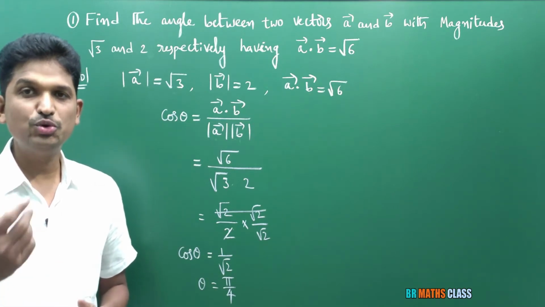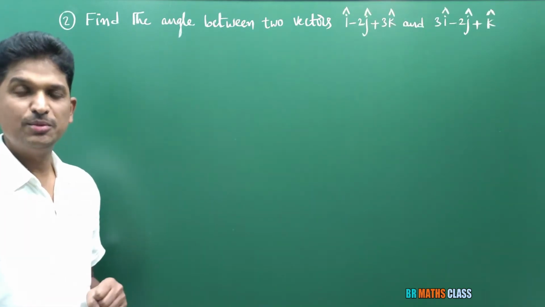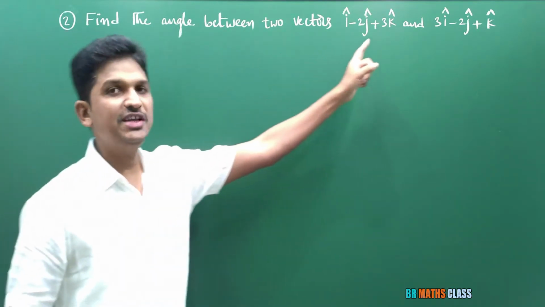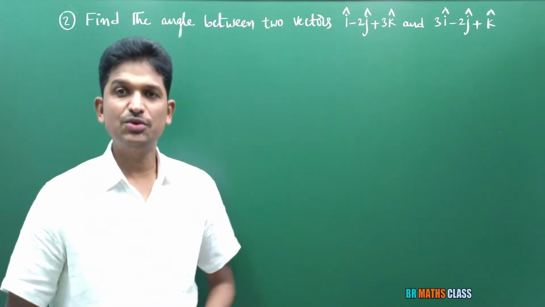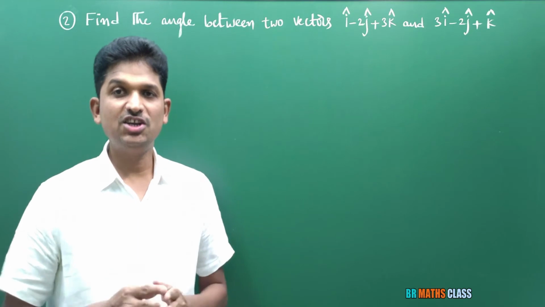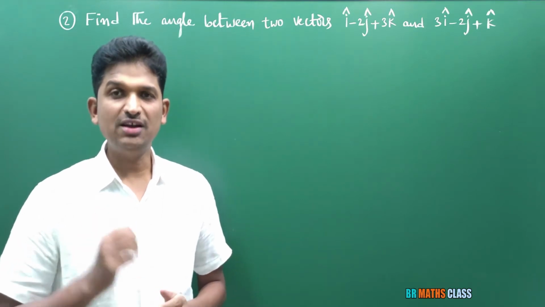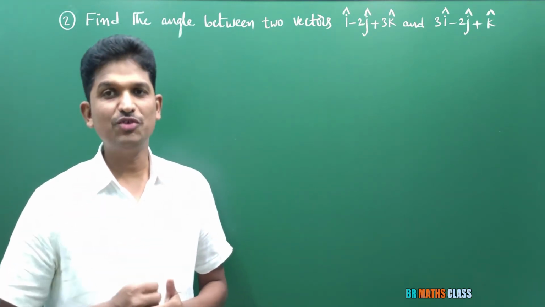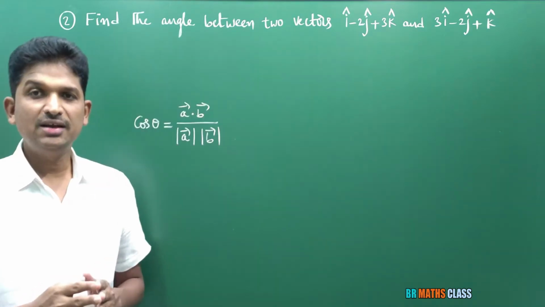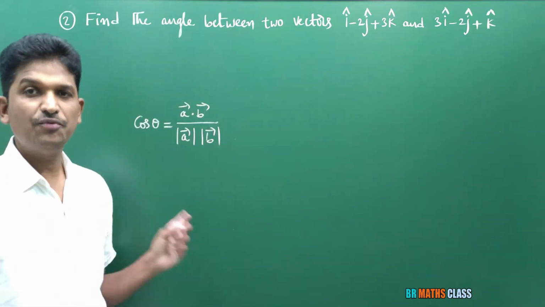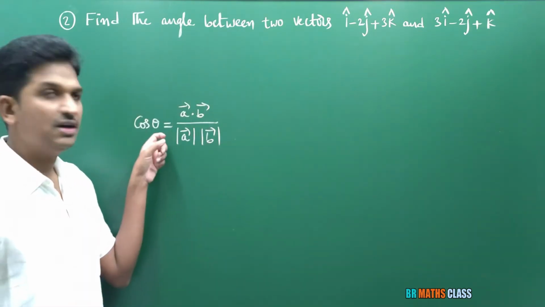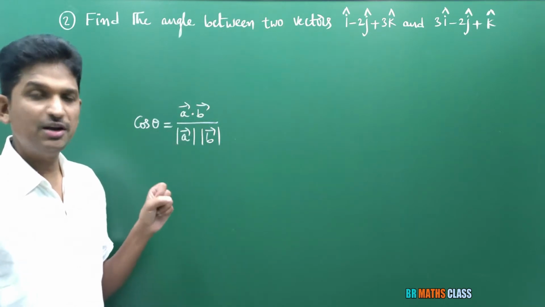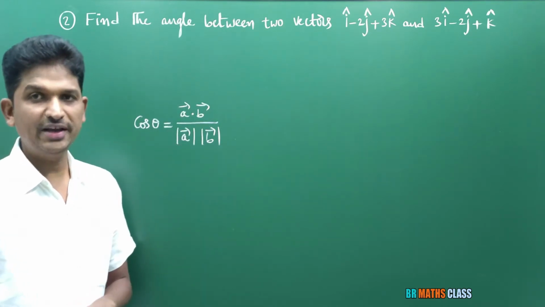Now, we will move to next question. This is question number 2. Find the angle between two vectors. This is also angle between two vectors. In dot product of vectors, to calculate angle between the vectors, we have only one formula. What is that? To calculate angle between the vectors, this is the formula we have. Cos theta is A bar dot B bar divided by magnitude of A bar into magnitude of B bar.